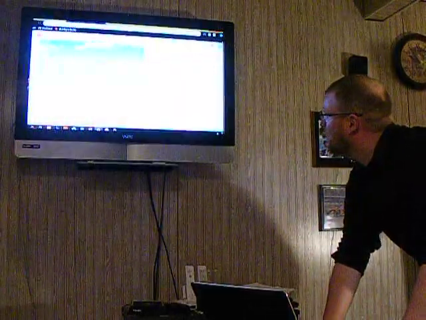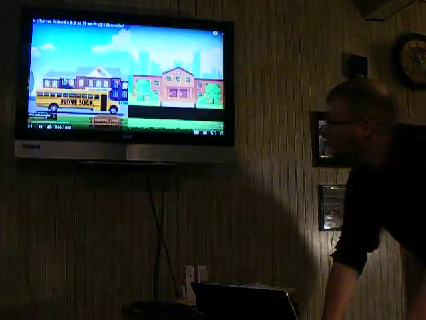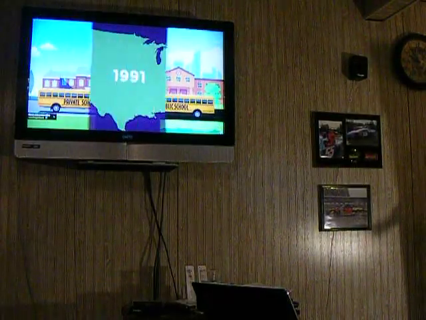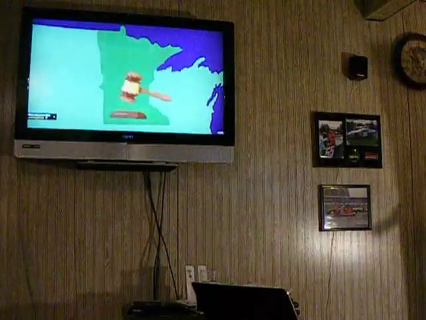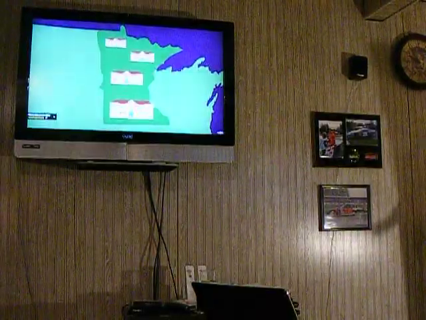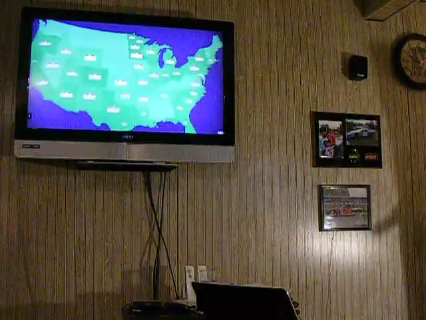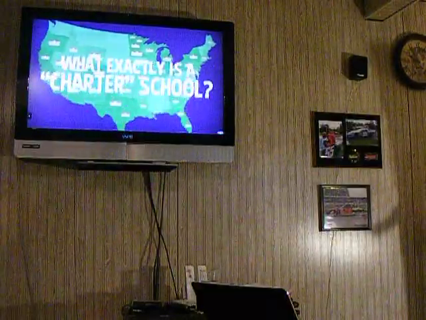Historically, education in the United States has been split between private schools and traditional public schools. However, this dynamic changed in 1991 when Minnesota passed the first law establishing charter schools in the state. Since then, a majority of states have some kind of charter school system. But what exactly is a charter school?